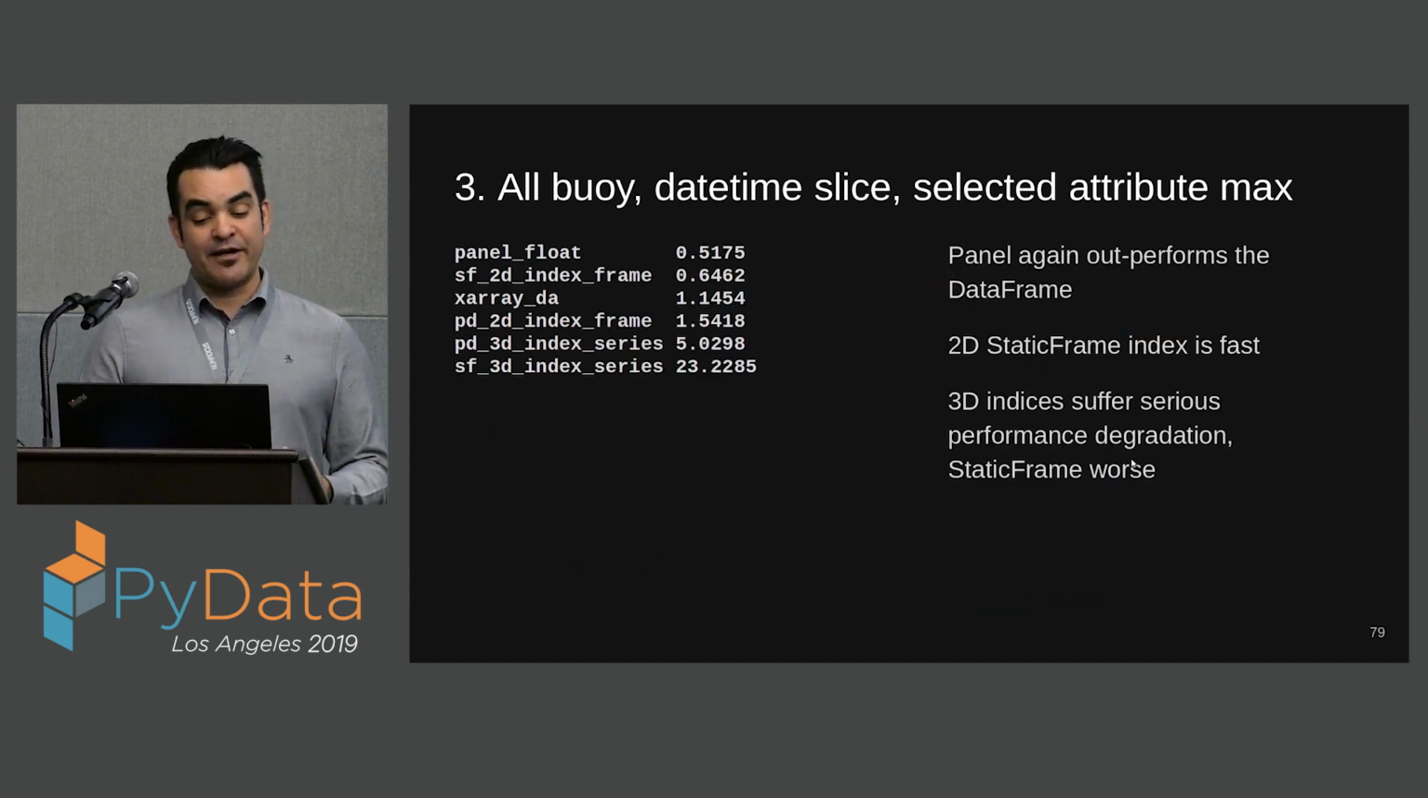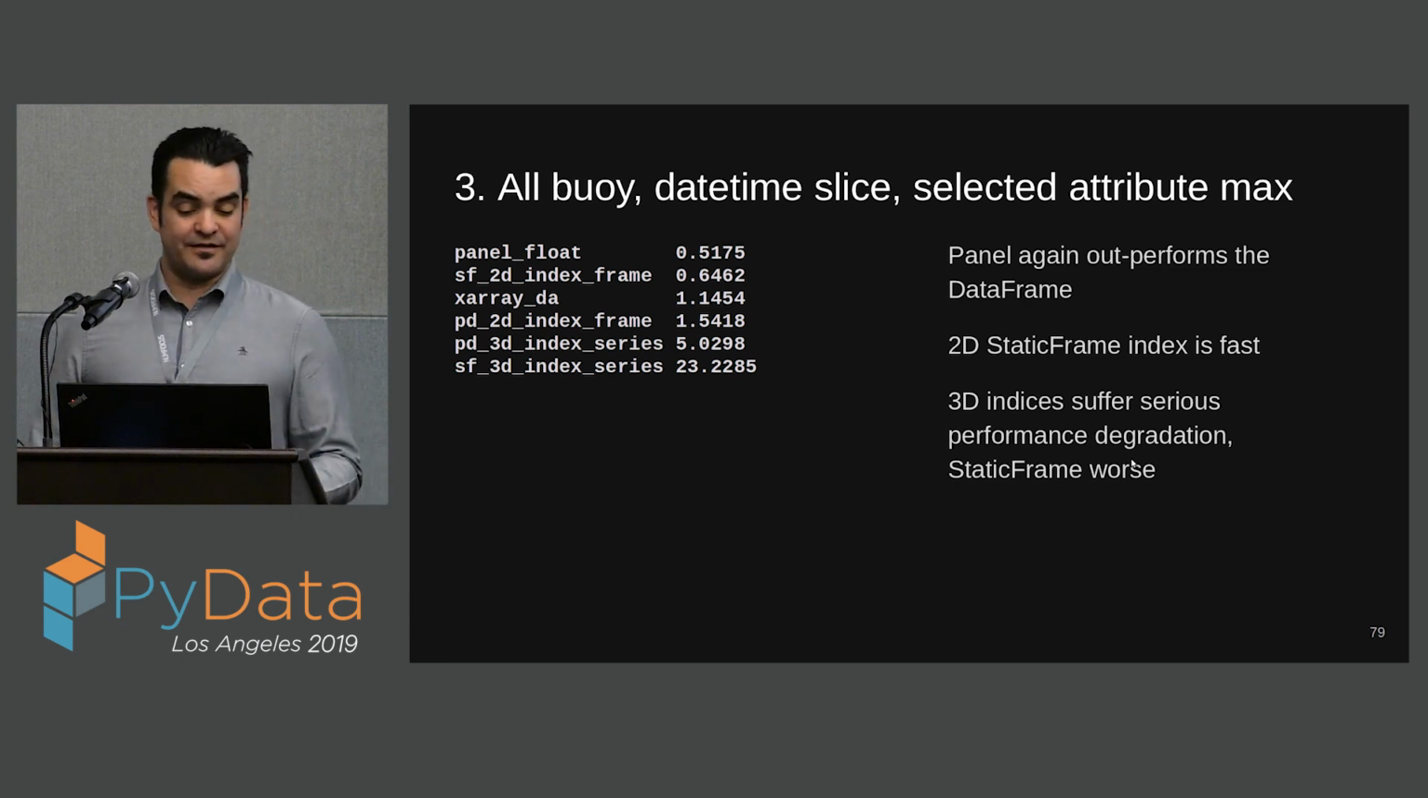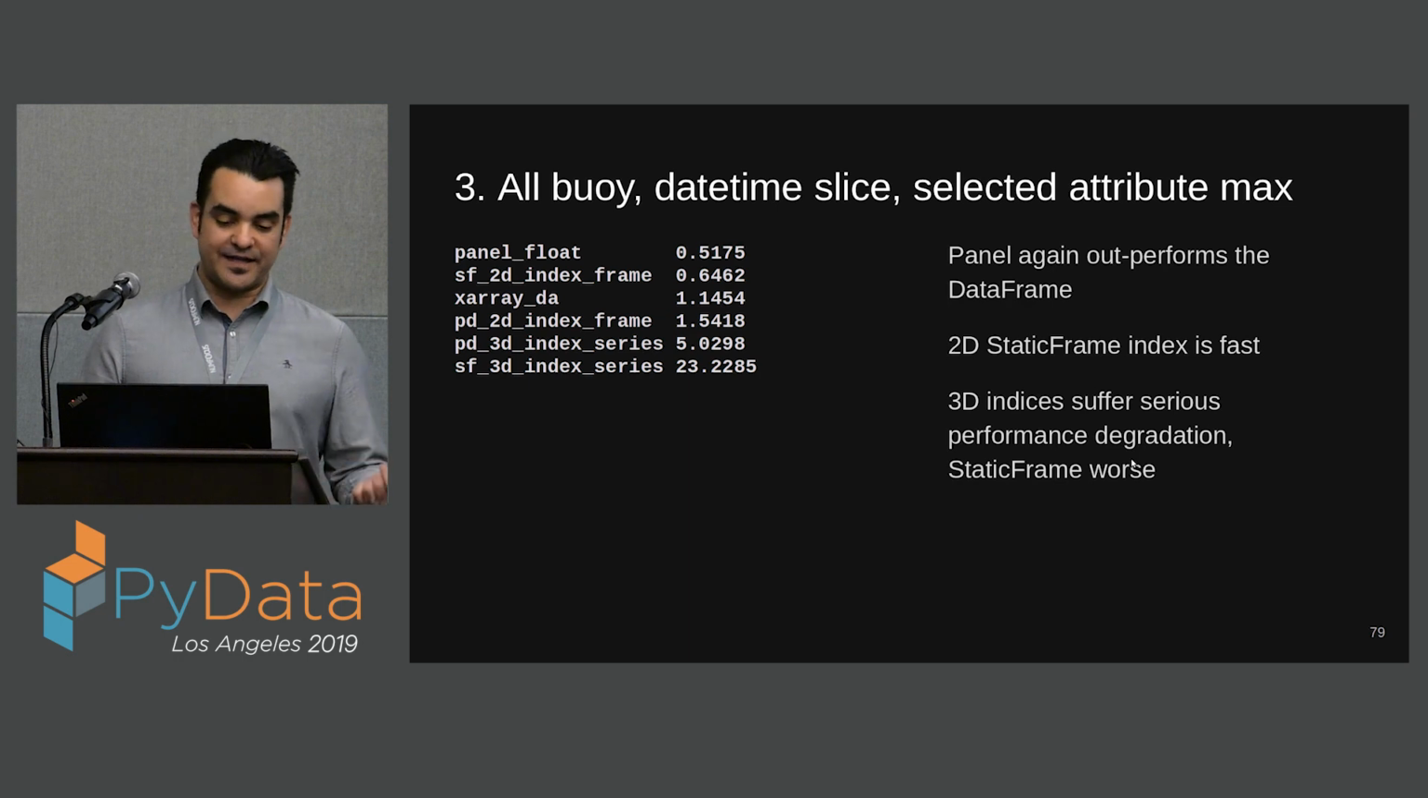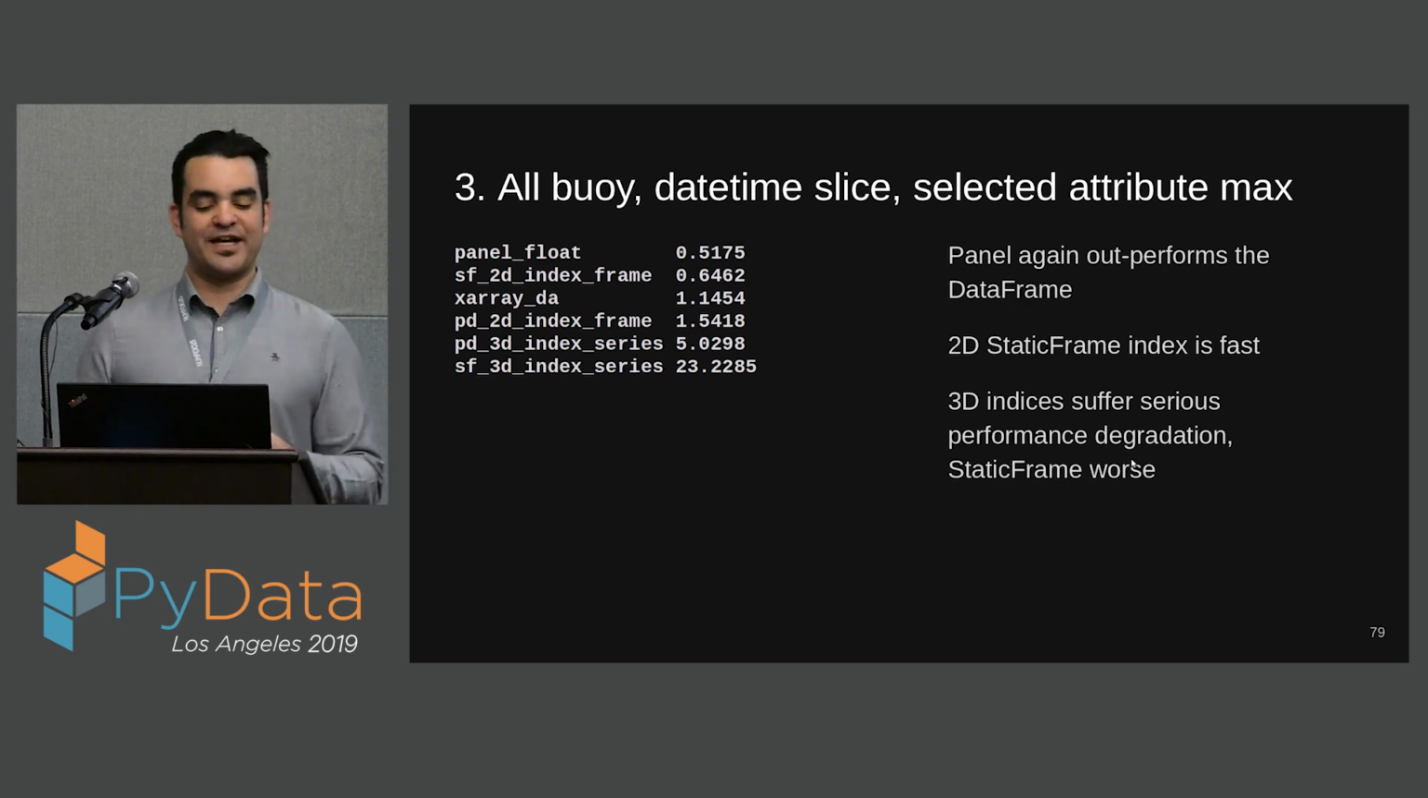So in this case, the panel wins. The panel is the fastest, and yet again outperforms the data frame. The static frame 2-dimensional index on the frame does pretty well. X-array is similar, kind of in the middle as it's been. And we start to see, as we get to the 3-dimensional indexes, a serious degradation in performance. Static frame's multi-index is really suffering at this high depth.